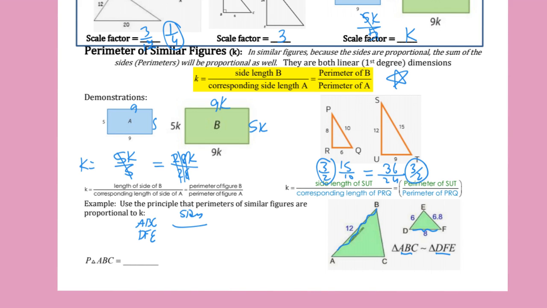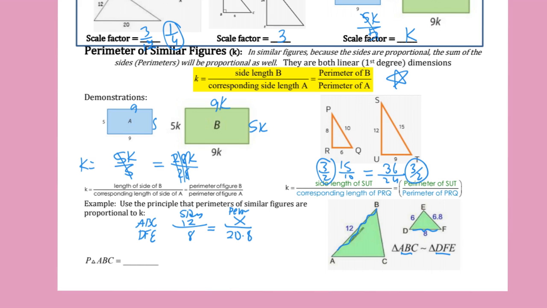Okay, so the ratio of the sides of ABC is going to be 12. The corresponding side would be 8. Okay, make sure you got the corresponding side, and this is going to be the perimeter. Okay, we can find the perimeter of DFE by adding those together. You get 20.8 if you add up these 3 sides in DFE. Okay, but we don't know the perimeter of ABC.